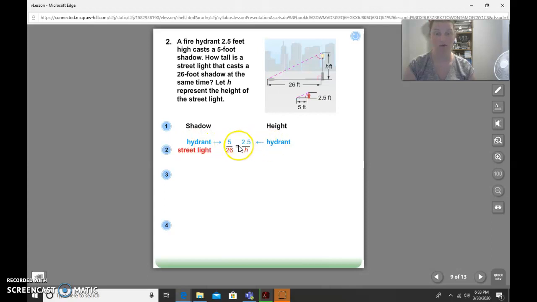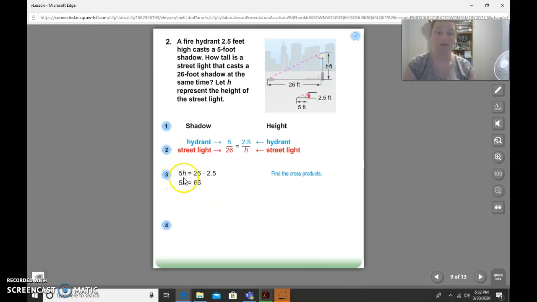Hydrant's in blue, hydrant's on top. So your hydrant is 5 equals 2 5/10 feet equals a 5-foot shadow. So your street light has a 26-foot shadow, and we're looking for how tall it is.